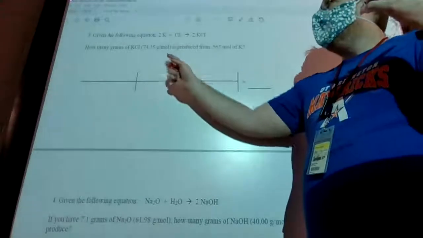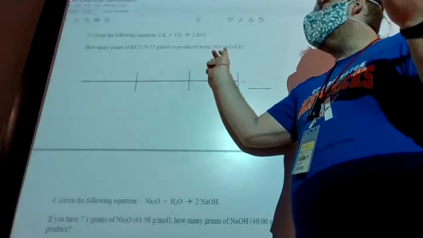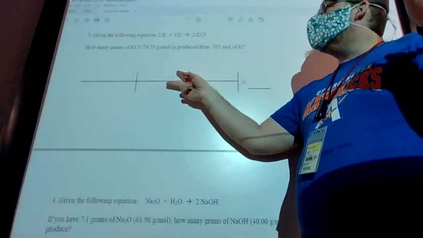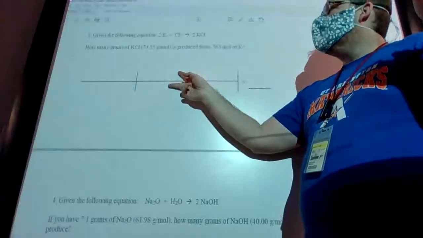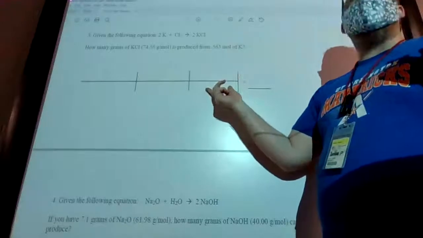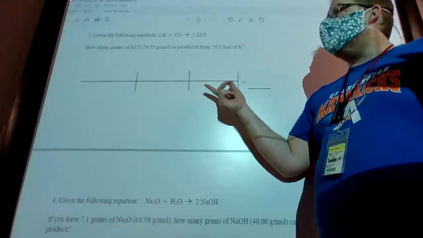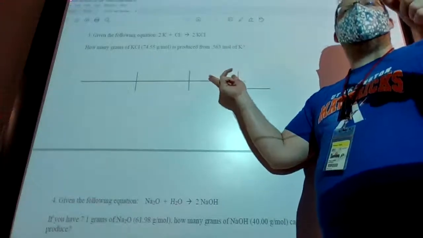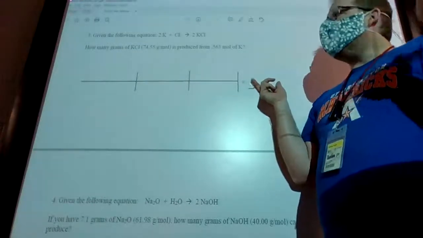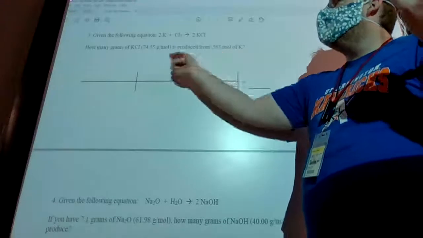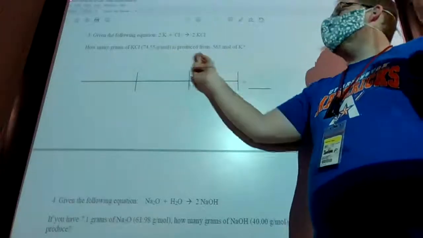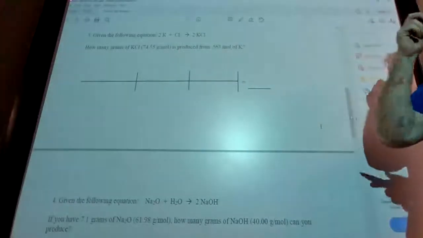So what'd you have? You had 0.563 divided by 2 over 2, right? Yeah, 2 over 2, so it's still 0.563. And then you multiply by 74.55. What was your answer? 41.9. Okay, that seems fine, because about half of 75 is almost 40, so a little bit over half, it can be over 40. That sounds reasonable.